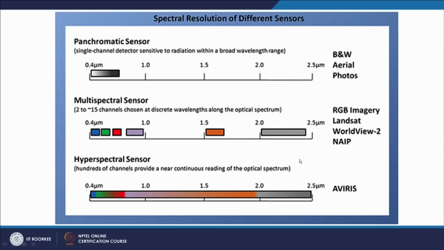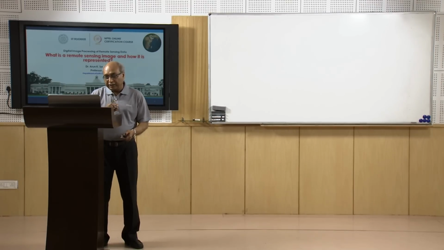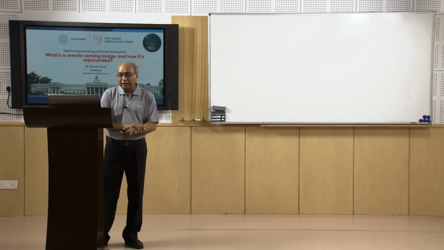Spectral resolutions of different sensors are given here. In black and white aerial photography, we cover this much of the EM spectrum, whereas in RGB or Landsat we had 4 bands. Now we are talking hyperspectral, where we will be covering the entire EM spectrum continuously, and therefore it will have no segmentation, just continuous recording one after another.